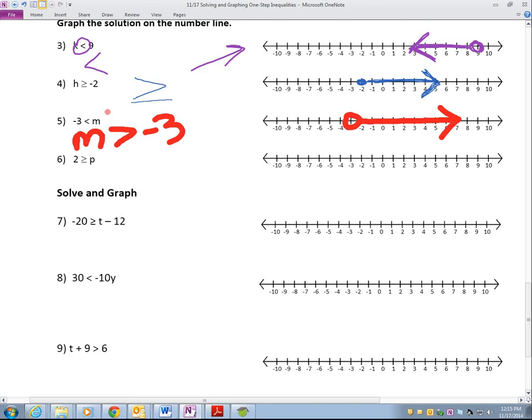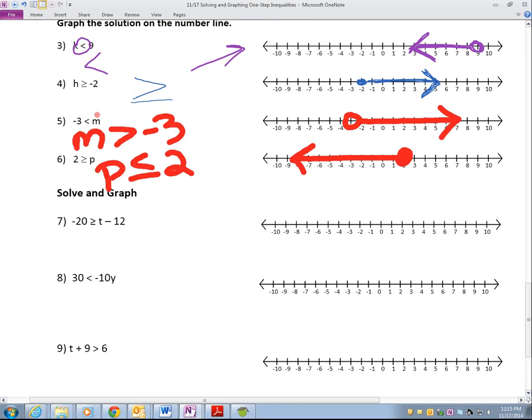Same situation here. P is less than or equal to 2. So I have integer 2, and it's going to be equal to as well. See how I just flipped this like as if I was in a mirror? Okay, that's what you need to do to make sure that you have your variable on the left side.